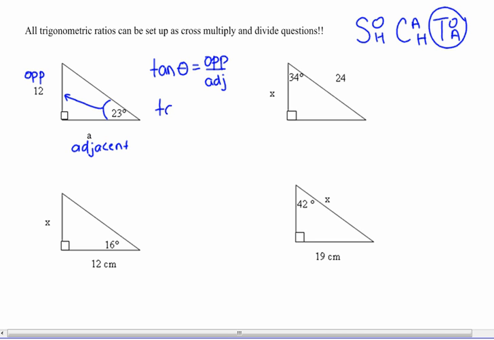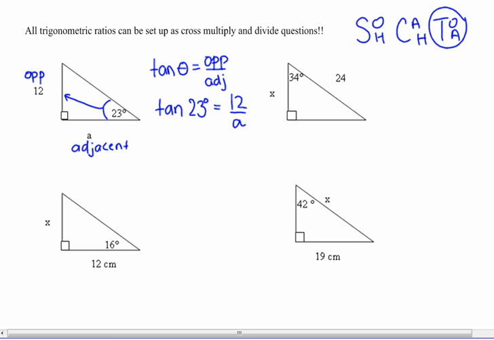The tan of what angle? 23. Everything's been based on the 23 degrees. Is equal to, so the tan ratio for 23 would be what divided by what? Opposite over adjacent. 12 over A. It's an A. We didn't know what it was. It's just a variable. Okay? So this is how we could set up a problem. Now we're not actually going to solve that right now. We're just going to practice setting up the ratio. Which ratio would I use? Based on the angle and the sides given.